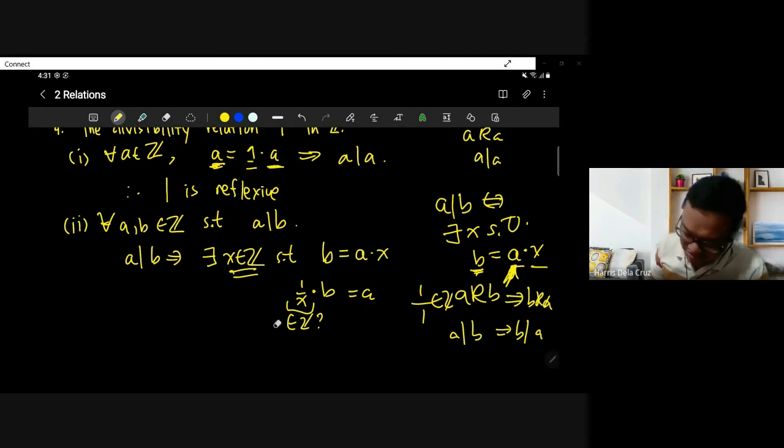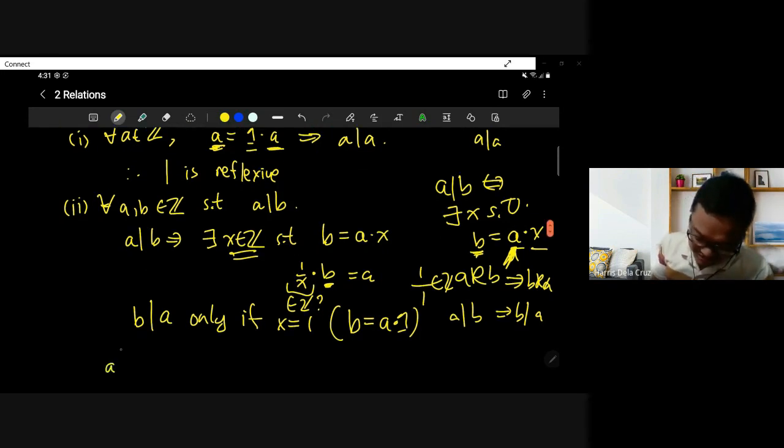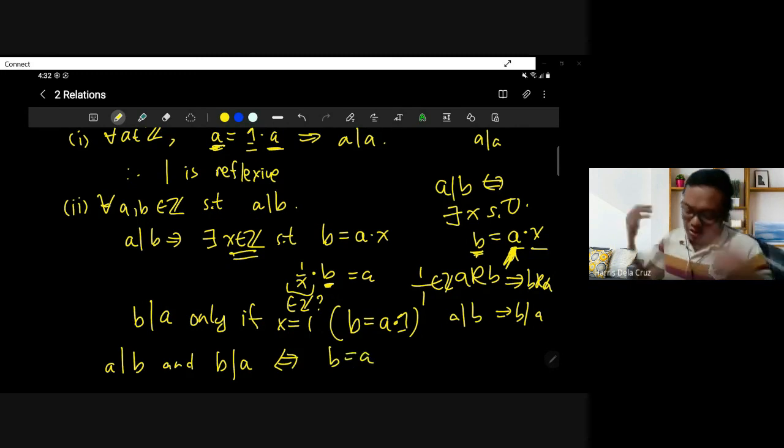O, anong ibig sabihin nun? Ibig sabihin, pwede lang maging divisor si B ni A pag ang X ay 1. So B divides A only if X is equal to 1. So ibig sabihin, pag ang B ay equal kay A times 1. Meaning, pag ang B equals A. So meron tayong given na A divides B, tapos dinagdag natin na magiging B divides A lang if and only if B equals A. Oh, di hindi siya symmetric. Anong tawag sa kanya? Antisymmetric.